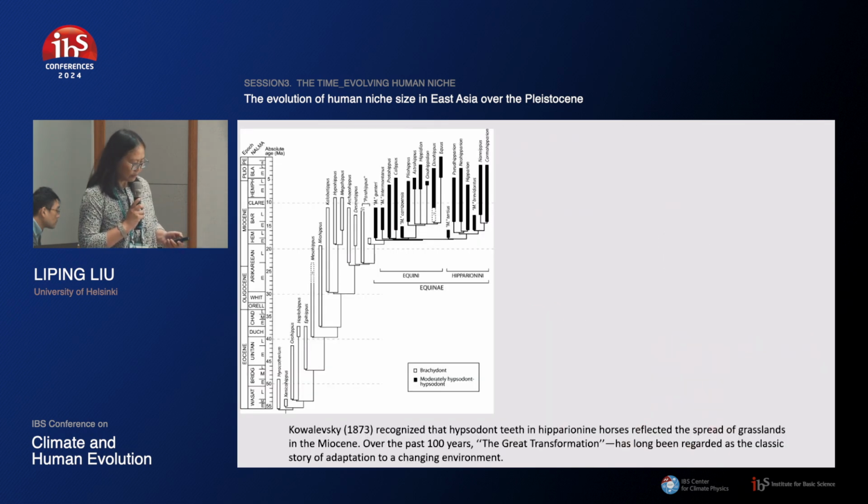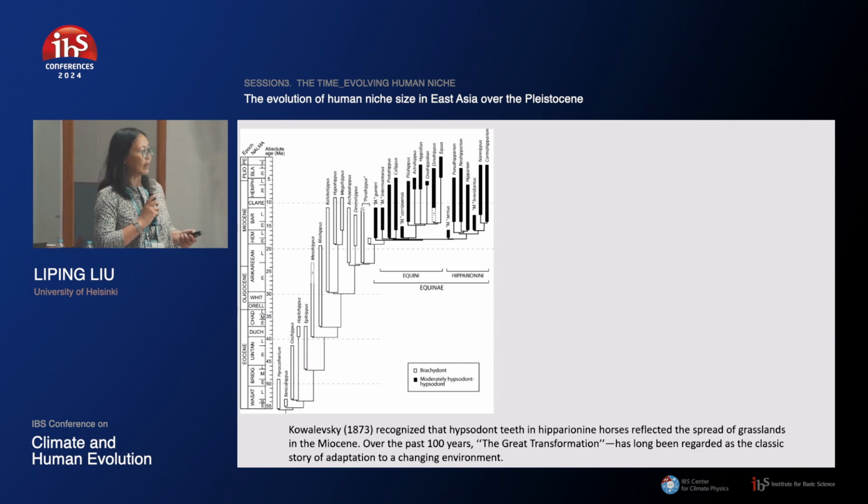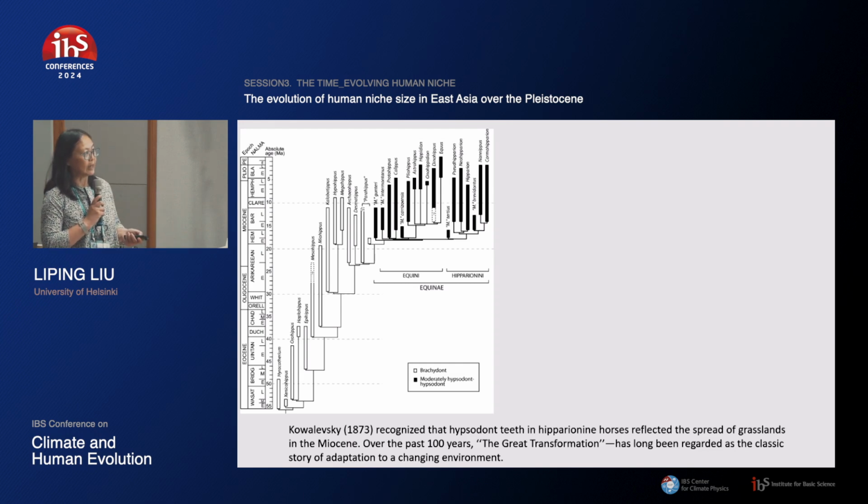From the very beginning of paleontology, we already noticed that some mammals really adapt to the climate and are very successful. For example, the horse. The evolution of the horse is very classic knowledge in the textbook for evolution. From the early age, all the horses have very low teeth. But after the late Miocene, all the horses have very high crown teeth. We call it hypsodont teeth.